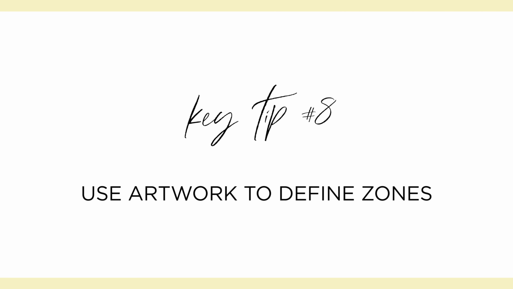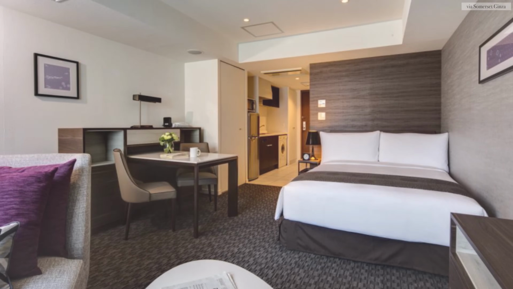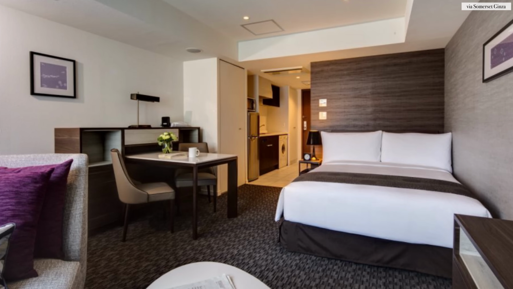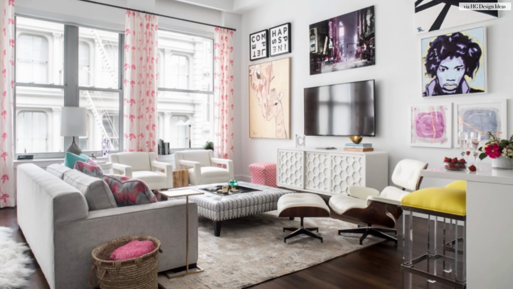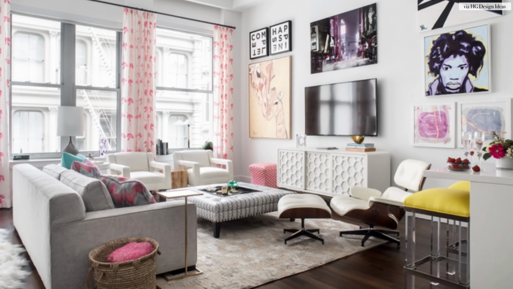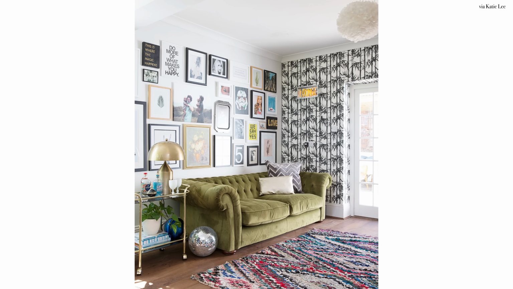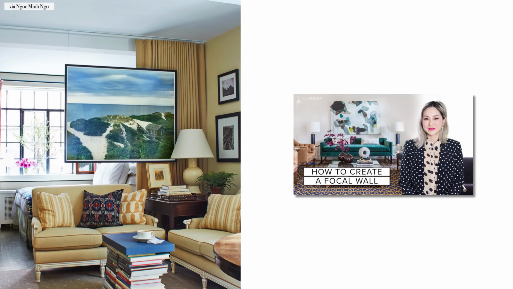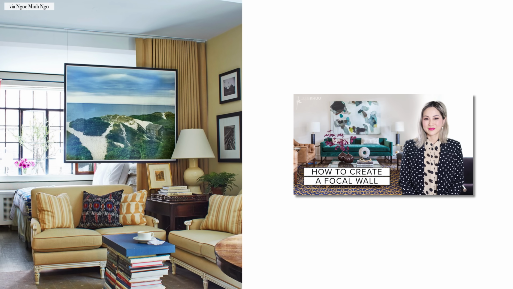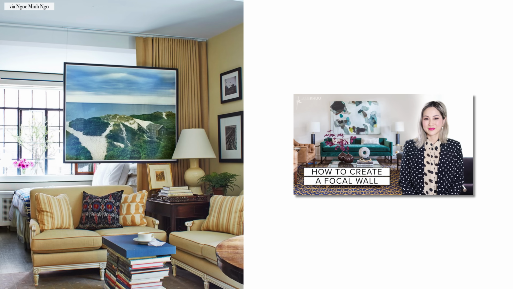Instead of furniture, use artwork on the walls to help define zones. Maybe a wall full of wallpaper that backs your bed. Maybe a cool gallery wall to help anchor a seating group. Take some cues from my video on how to design a focal wall and get creative with artwork.